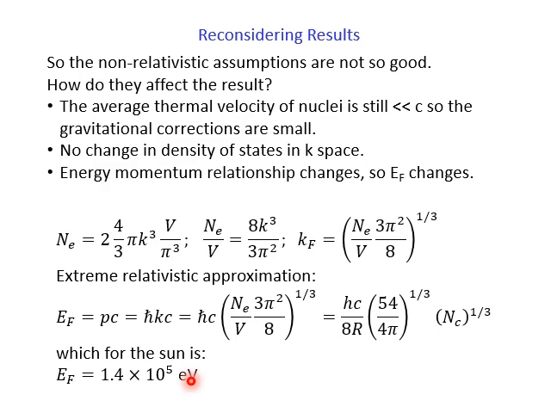Okay? And given this Fermi energy, we can recalculate what the radius would be. So we'll just keep iterating using relativistic and non-relativistic approximations. But this gives us a bracket on the Fermi energy, and it gives us a bracket on the radius.